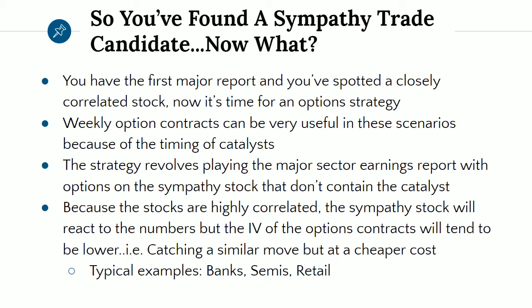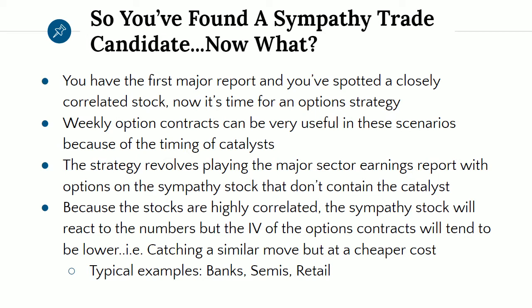So what I'm typically looking for is a high impact catalyst or a high impact report, and then I'm looking for a closely correlated name that doesn't have earnings that week, or won't have the catalyst that week. This will make a little bit more sense when I do the example. So again, looking at a company that has a big earnings report this upcoming week, and then I'm looking for a closely correlated name that doesn't have earnings or a big catalyst that week.